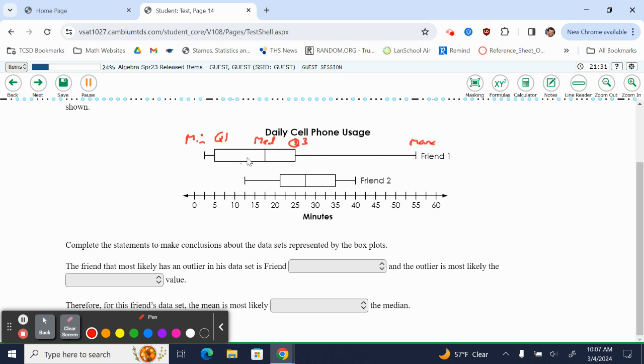The box represents the middle 50% of the data. So again, it just tells you where most of the data is, in that box. Now, when we talk about outliers, outliers create these big long whiskers. Sometimes they're called box and whisker plots. I can see that friend 1's maximum is way far away from the box, so I'm thinking that friend 1 most likely has an outlier.